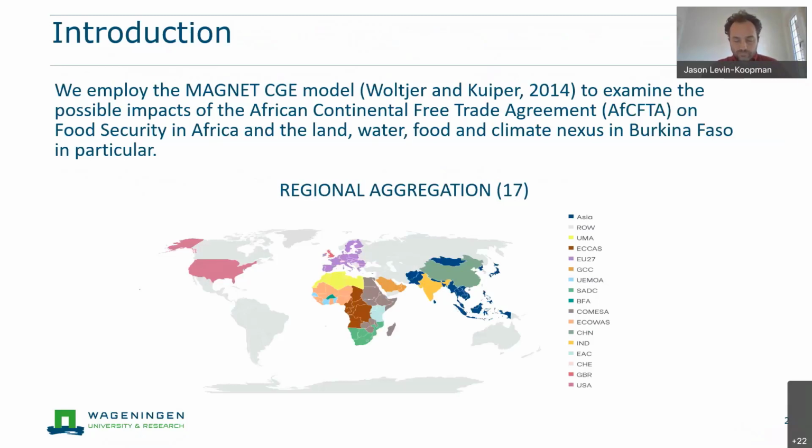Many of these presentations are all introducing the same things. We're using the Magnet model to explore the African Continental Free Trade Agreement. And here we have the same division of African regions as Caitlin, but with the addition of splitting out Burkina Faso to look at the impacts on an individual country. So that is the little green speck in the middle of the pink on the left-hand side.